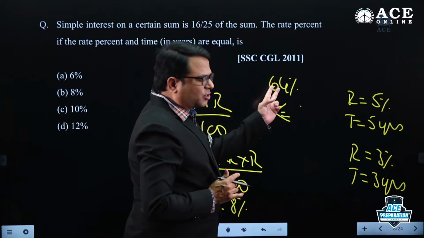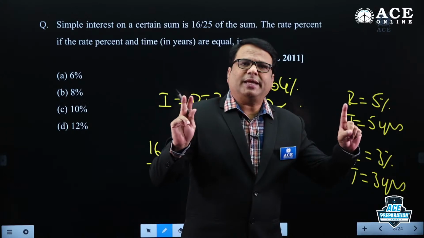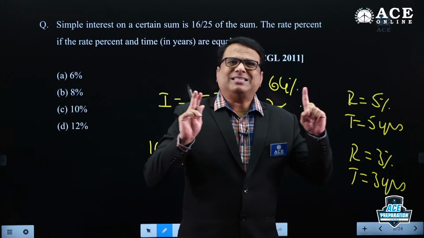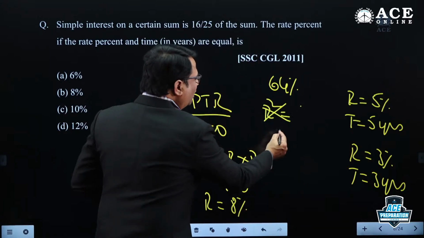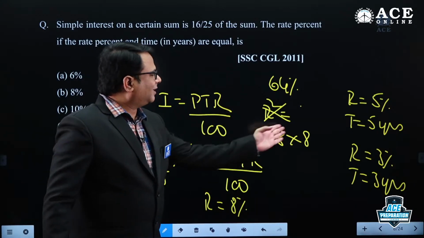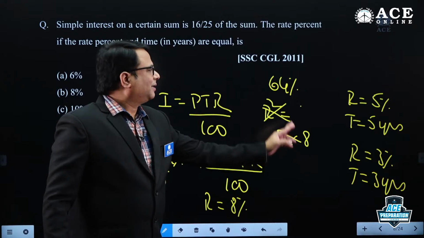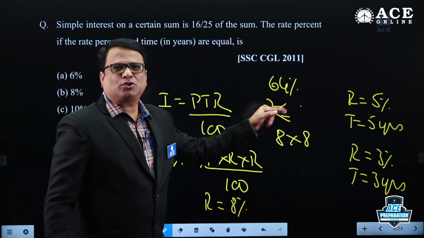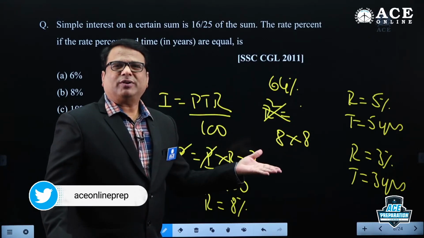You need to write 64 as a product of two numbers where both the numbers are the same. And the only way you can write it is 8 into 8. That means time is 8 years, rate of interest is 8%. So 64 you should write as its square root into square root, 8 into 8. Then I can say rate of interest is 8%.